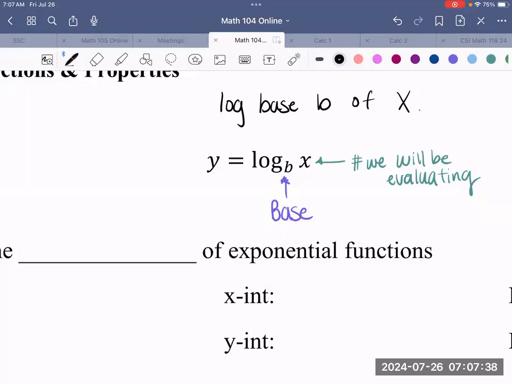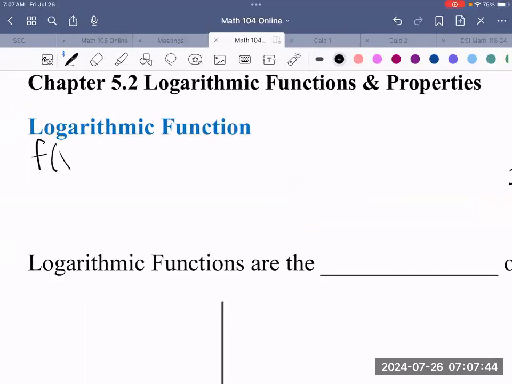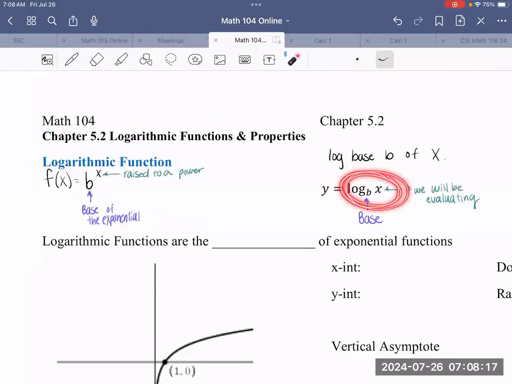Now this looks an awful lot like the exponential function that we came into contact with in 5.1, where we said it's f of x equals b to the x, where b this time is still the base of the exponential, and it is raised to the variable, raised to a certain power. And just like your logarithmic function, this in itself is a number, or a value.